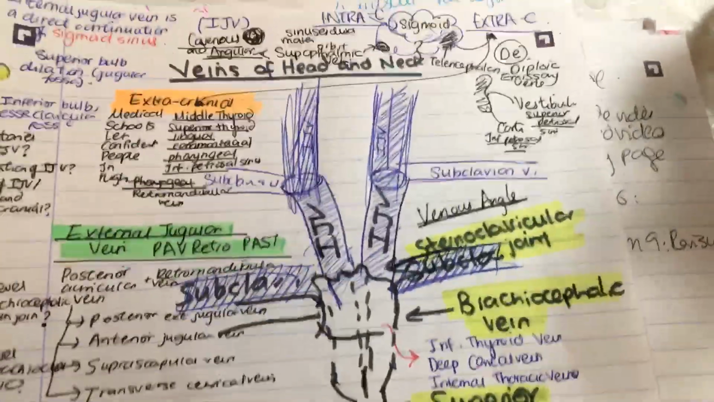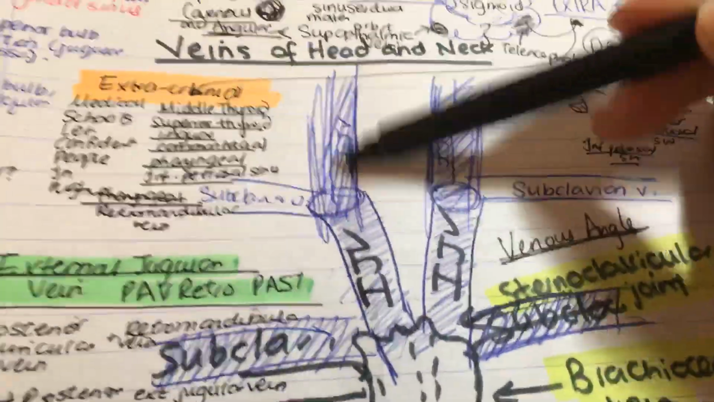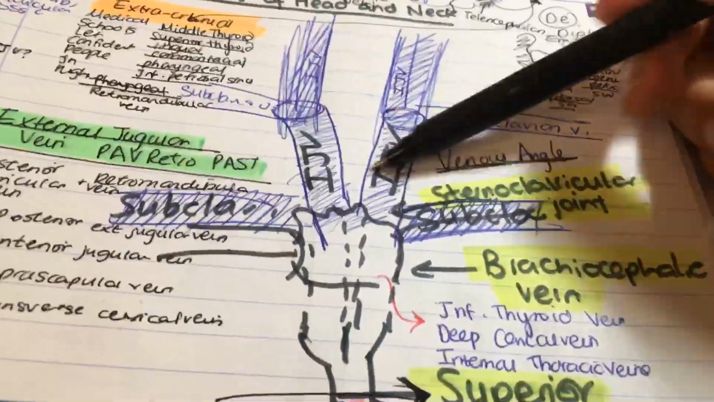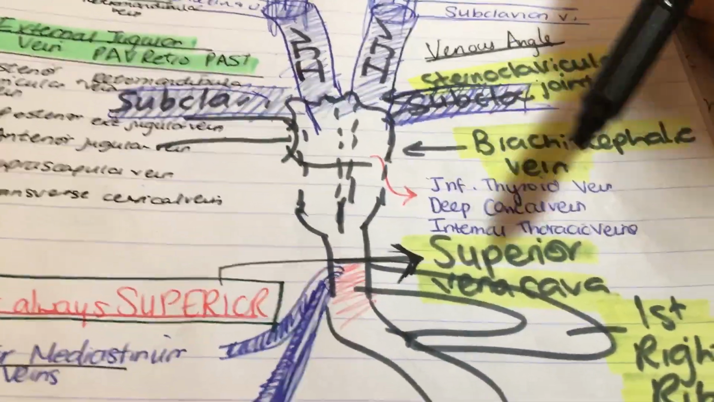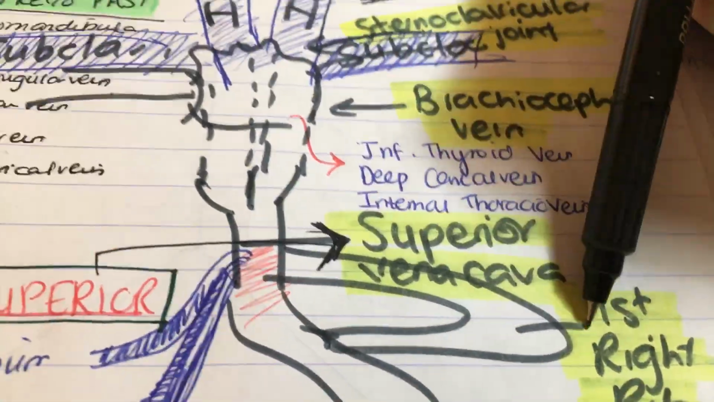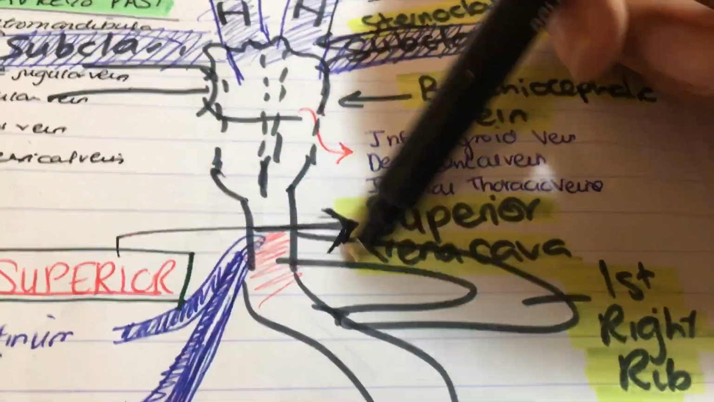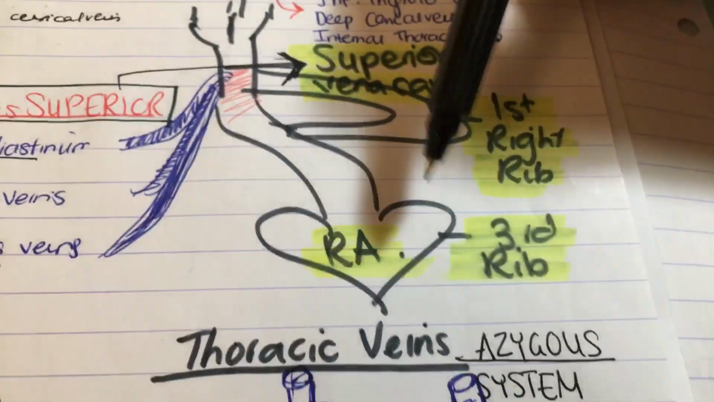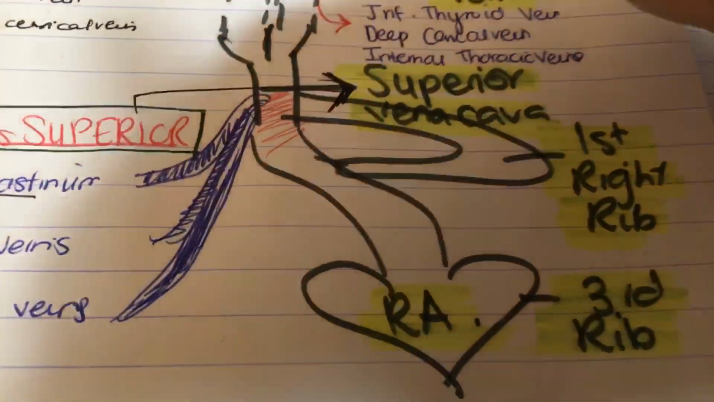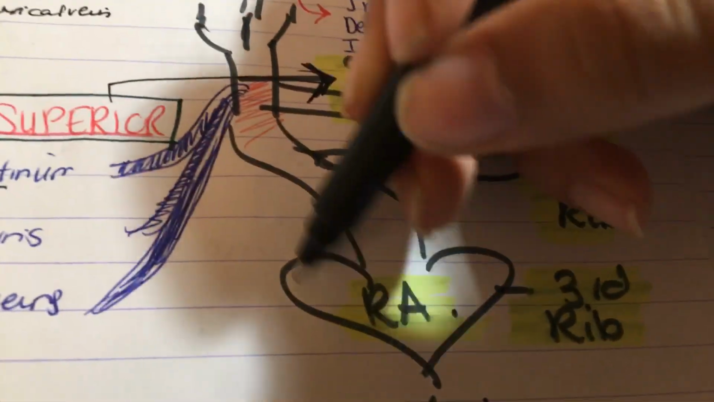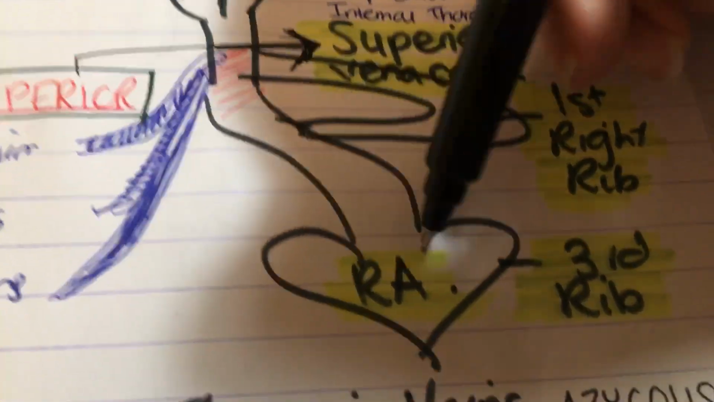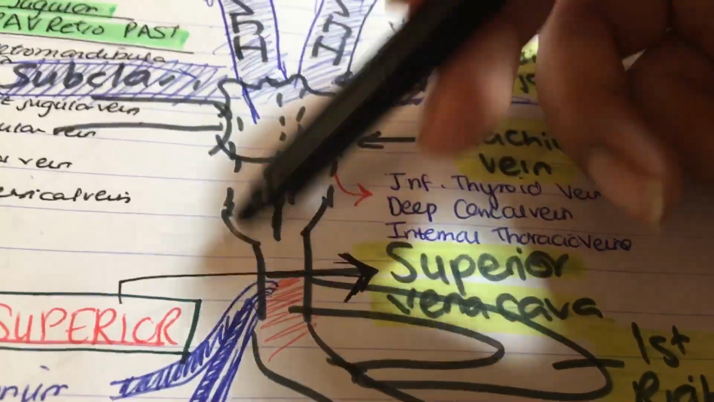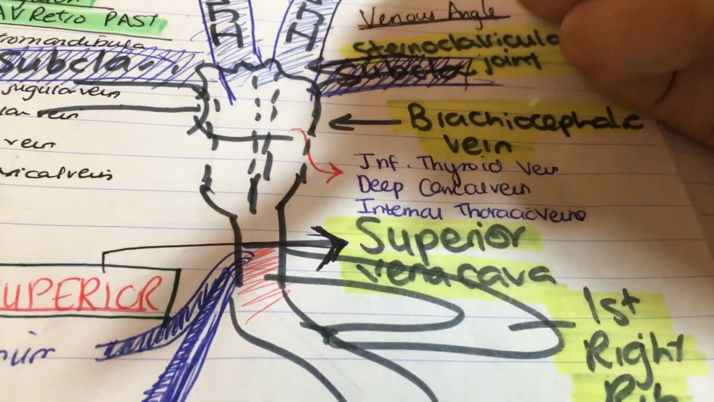So in terms of the veins of the head and the neck, they all come from basically the main veins that supply the upper limb, which come from the superior vena cava. The superior vena cava actually dumps into the right atrium of the heart. To begin with, the superior vena cava goes into the right atrium, and into the superior vena cava we get two main veins.